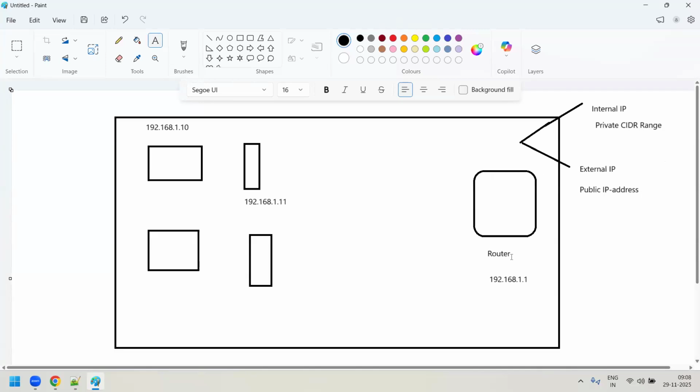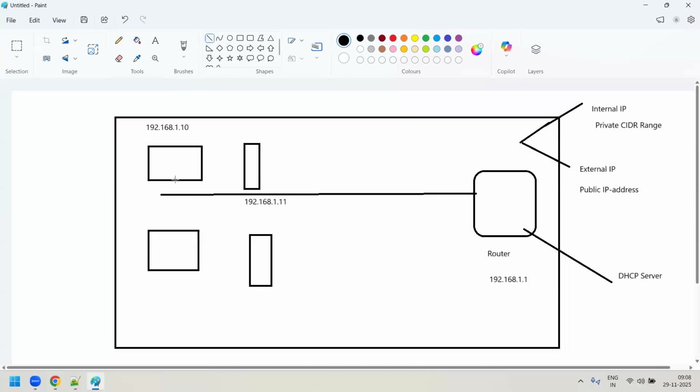Now, how does it assign an IP address? You have a router, and the router will assign an IP address, but how does the router in turn assign it? At the back end, your internet service provider (ISP) will set up one DHCP server. The DHCP server will take one free available IP address and assign it to that device. Similarly, when you connect one more device, it will take from the DHCP server and assign one IP address to that device.